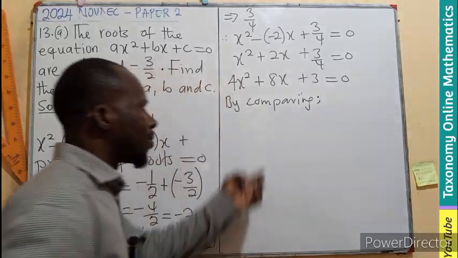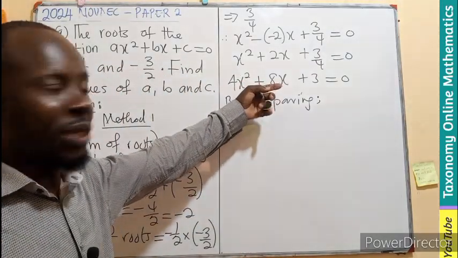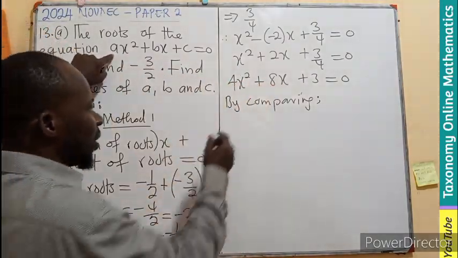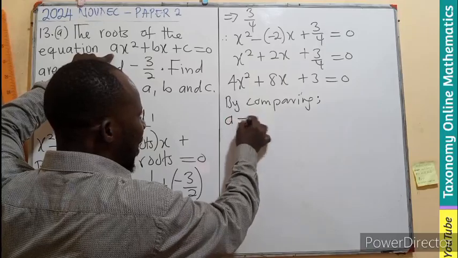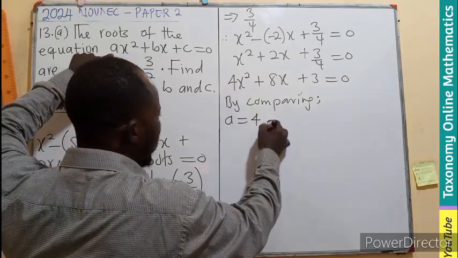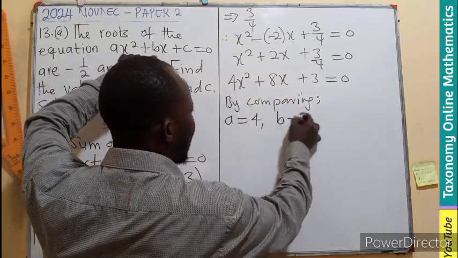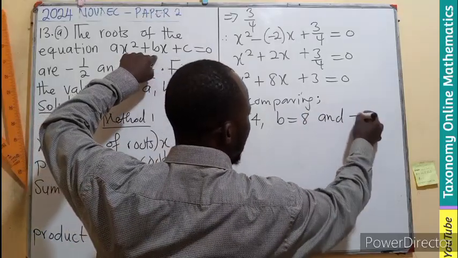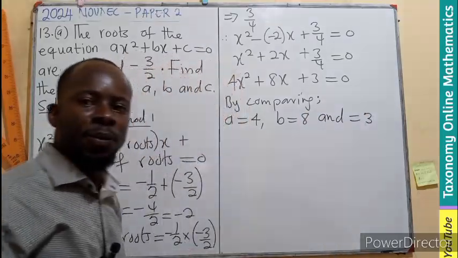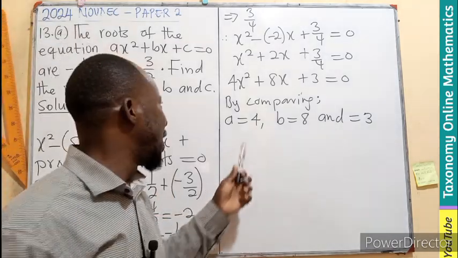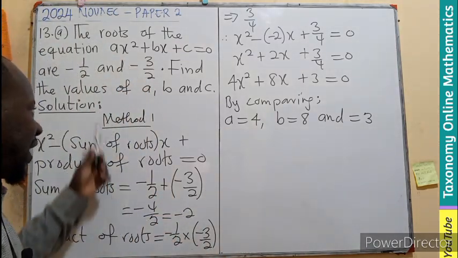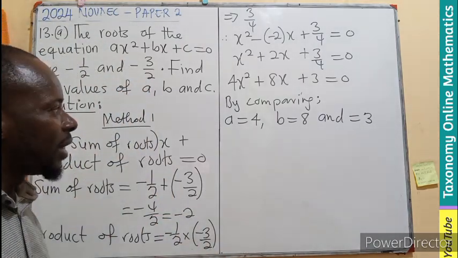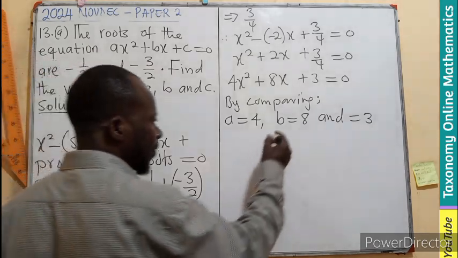Okay, so by comparing this equation to the original equation, we can say that our A is the one in front, 4. We can say that our B is the one in front here, 8. And that of C will become 3. So these are the values we are asked to find if we follow the first method.